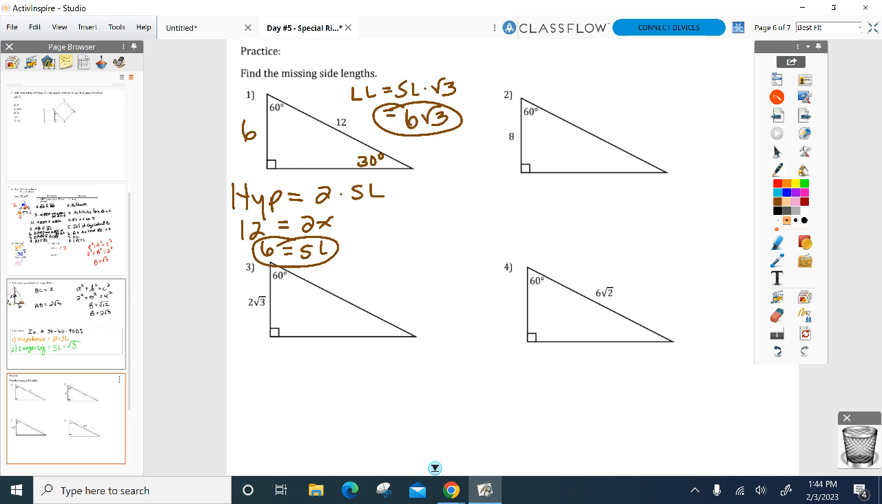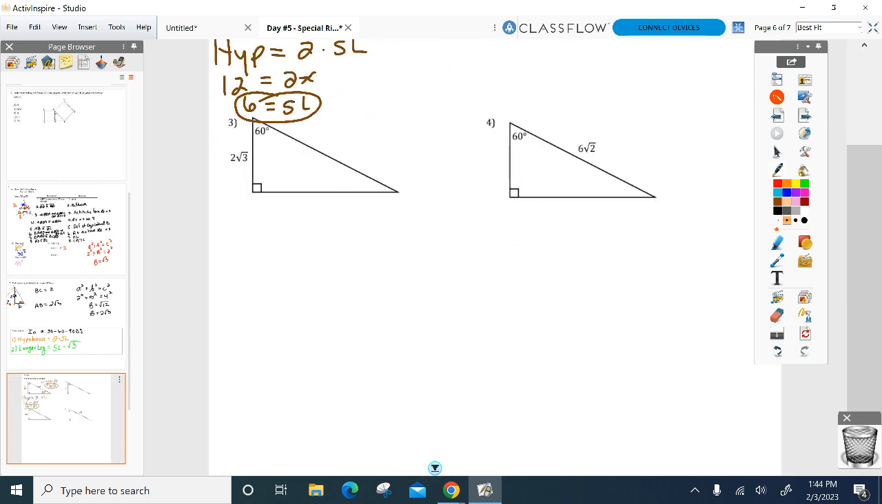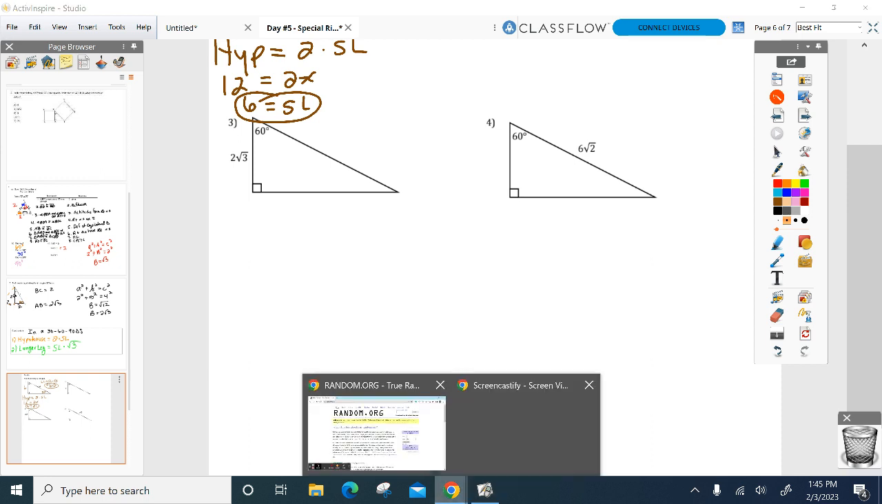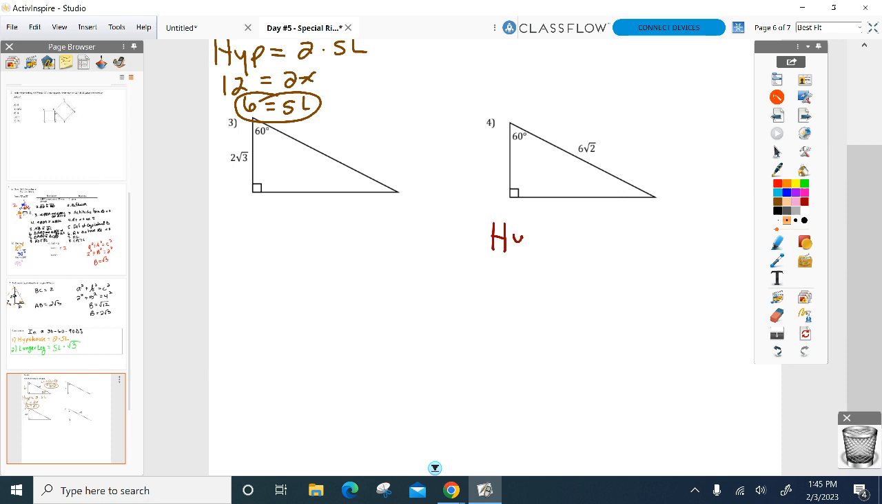Pop your attention to number 4 now. Ooh, he's not going in order. Wow, he's really messing with me now. Messing with my routine. What's 4? What did I give you in 4? Hypotenuse again. So hypotenuse equals 2 times shorter leg.